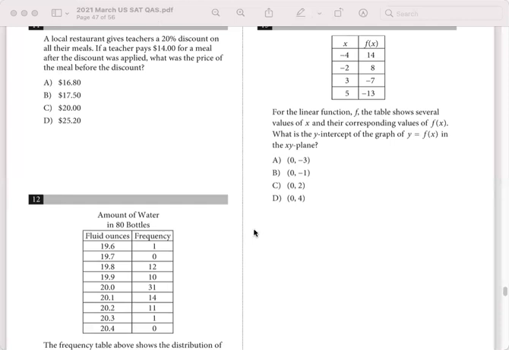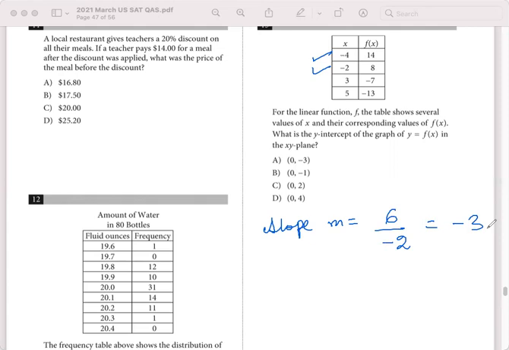So we can first find the slope, right? So let's first find the slope. So I'm going to work with this and this. So let's say 14 minus 8 is 6, and minus 4 plus 2 is minus 2. So the slope is minus 3, right?